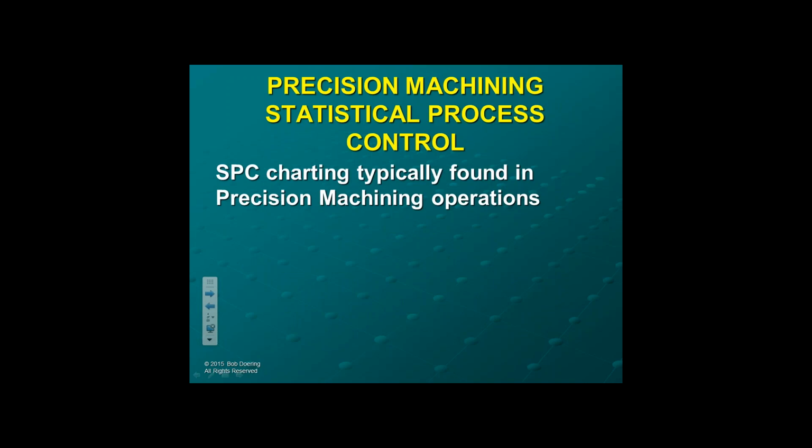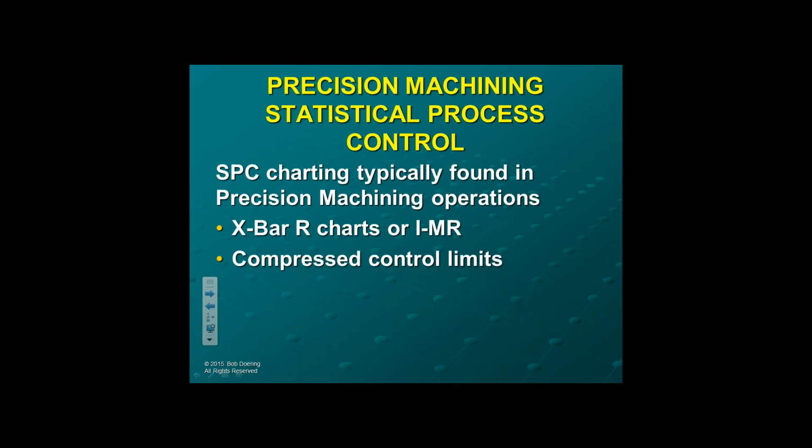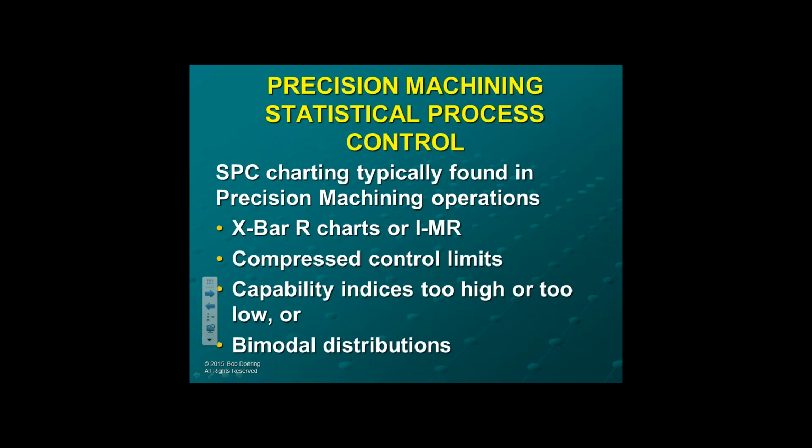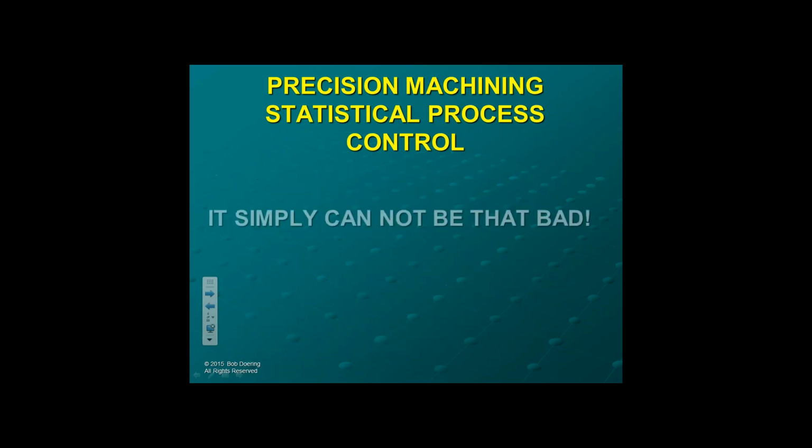SPC charting is typically found in precision machining operations. But what we tend to find is perhaps X-bar and R charts, maybe individuals moving range charts, and often we find compressed control limits. We also find capability indices that are too high or too low, or even bimodal distributions. But the real thing is, it can't be that bad. Why are we finding these conditions if it's not that bad? Well, we'll take a look at it.